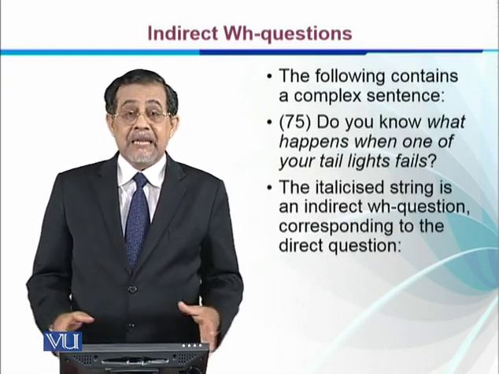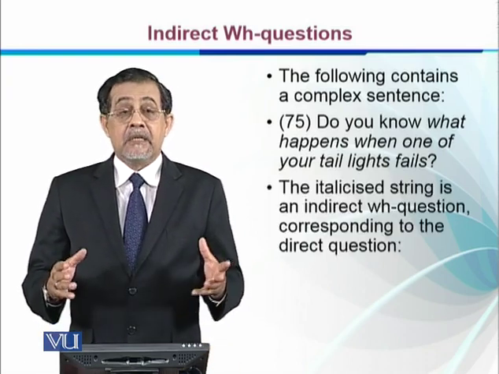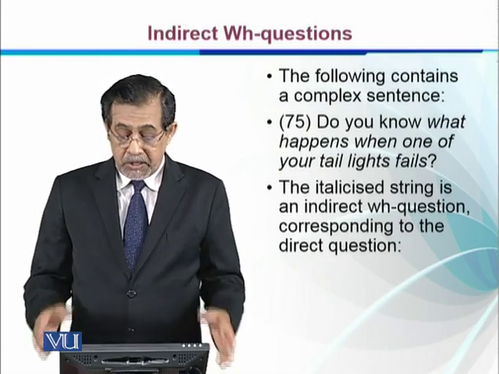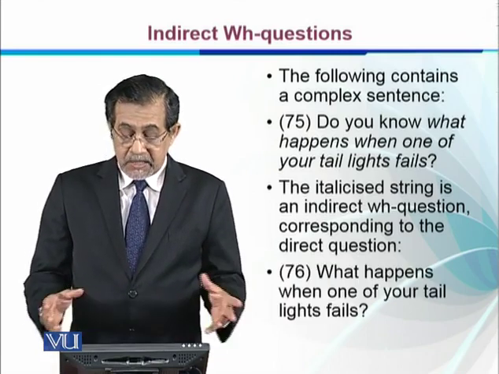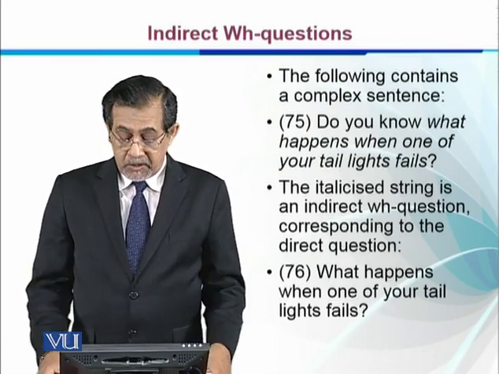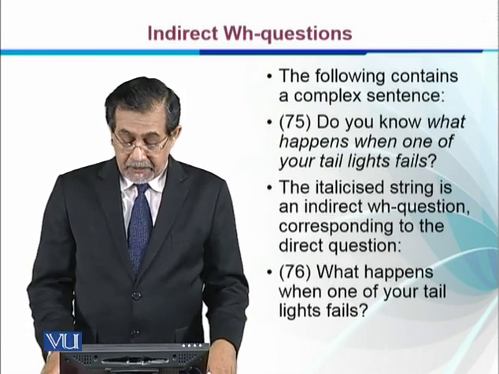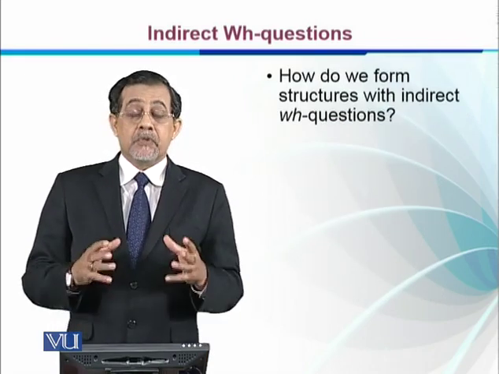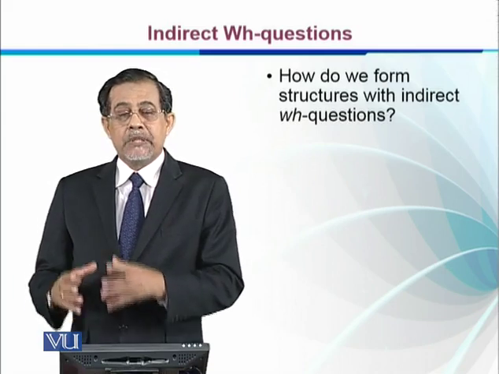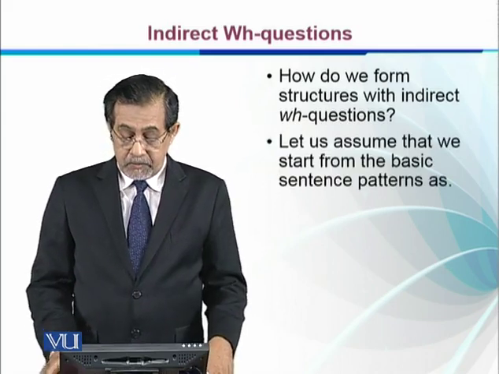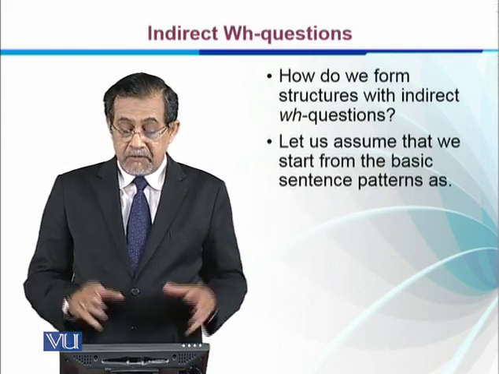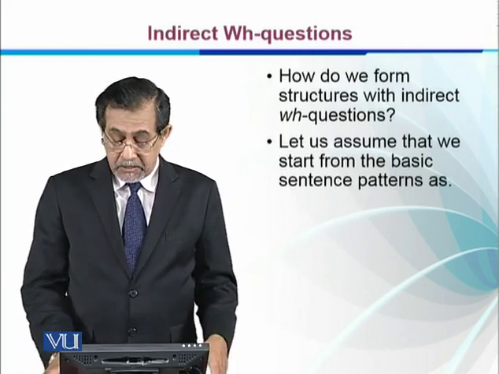So the italicized string is an indirect WH question corresponding to the direct question: what happens when one of your tail lights fails, right? How do we form structures with indirect WH questions? That is the problem. Let us assume that we start from the basic sentence pattern.